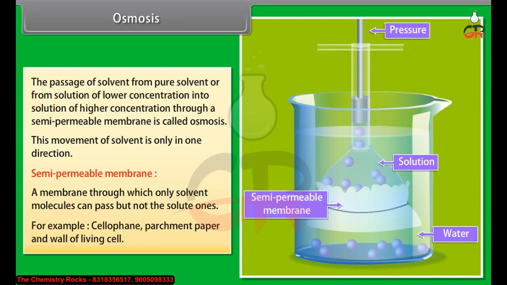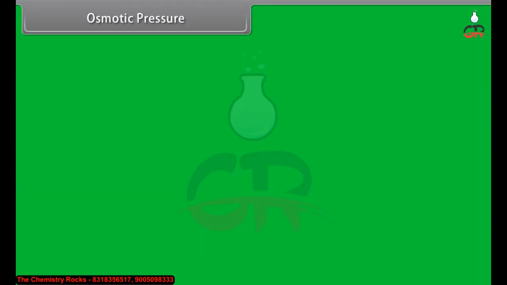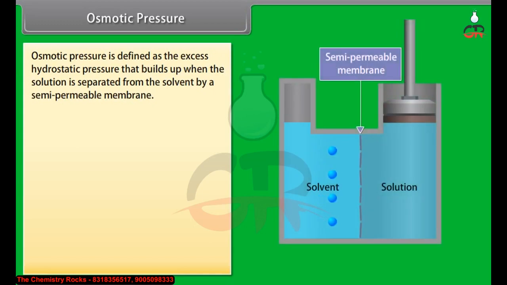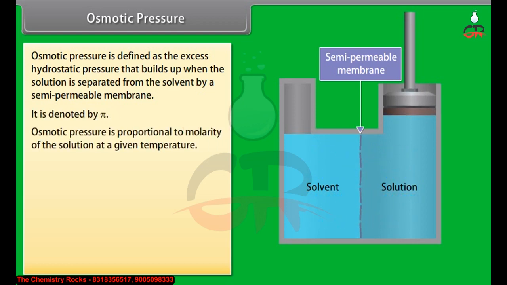Osmotic pressure. Osmotic pressure is defined as the excess hydrostatic pressure that builds up when the solution is separated from the solvent by a semi-permeable membrane. It is denoted by pi. Osmotic pressure is proportional to the molarity of the solution at a given temperature. Pi is equal to CRT.